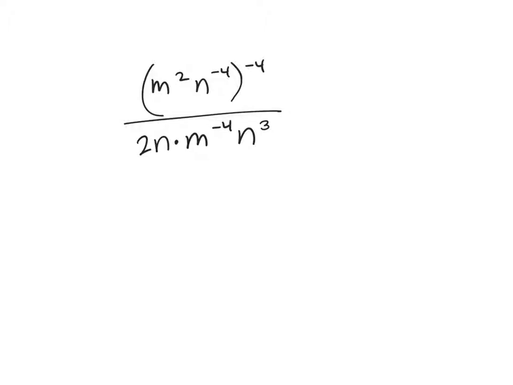Whenever I look at something like this and it wants us to simplify, the first thing that I'm going to look at is anywhere I have parentheses, and I'm going to try to simplify as much as I can with the parentheses first. What this means is that m squared is to the power of negative 4, and n to the negative fourth is also to the power of negative 4.